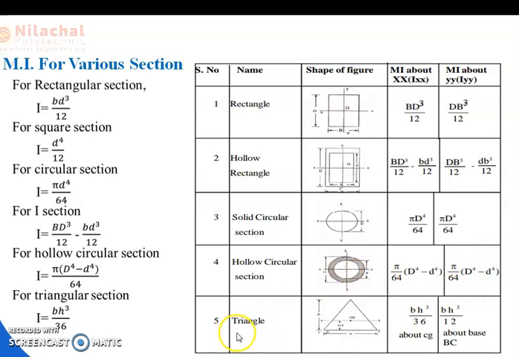Then now come to the triangular section. Here in the case of the triangular section, the moment of inertia value in the x-axis is b h cubed by 36.